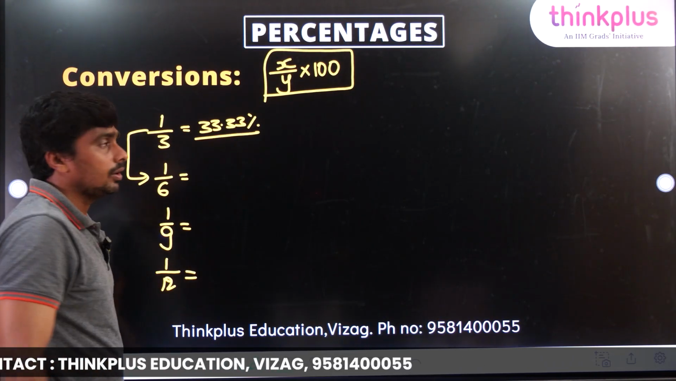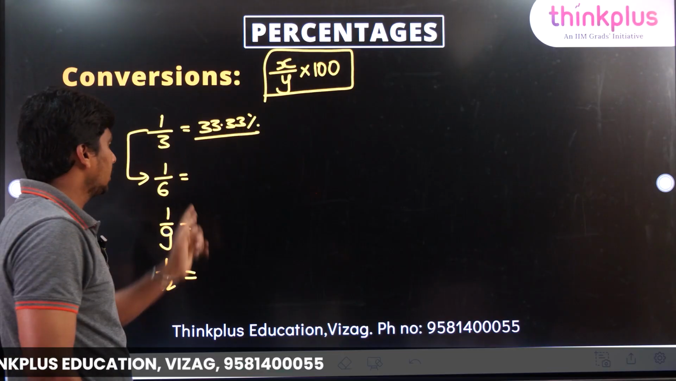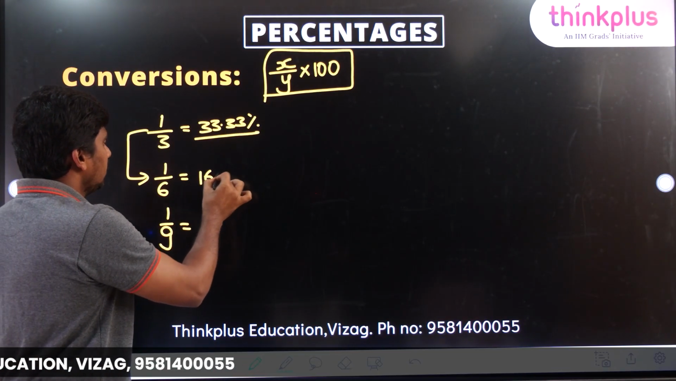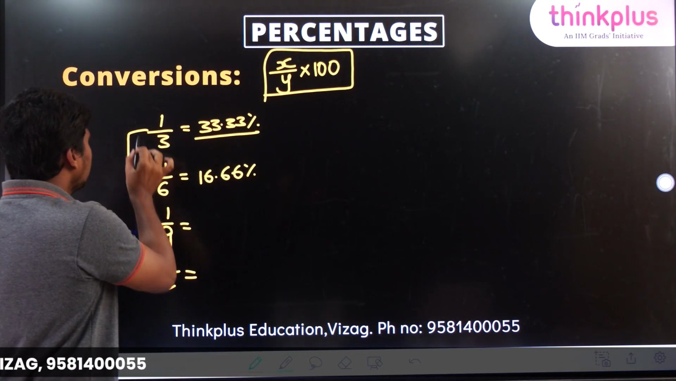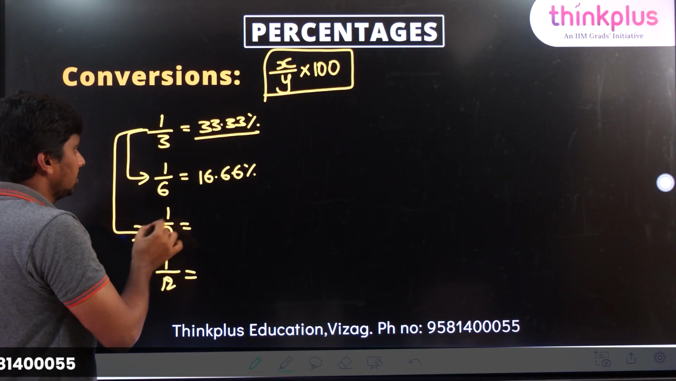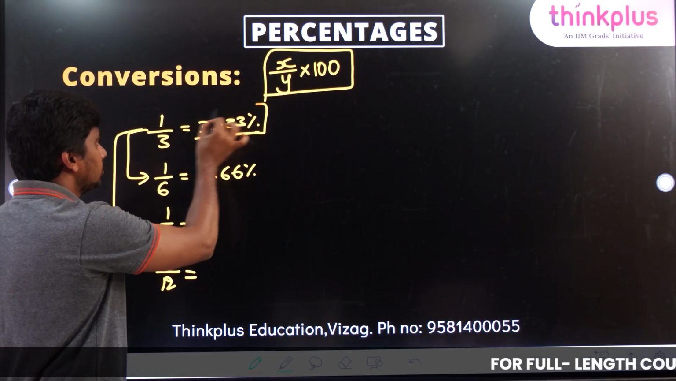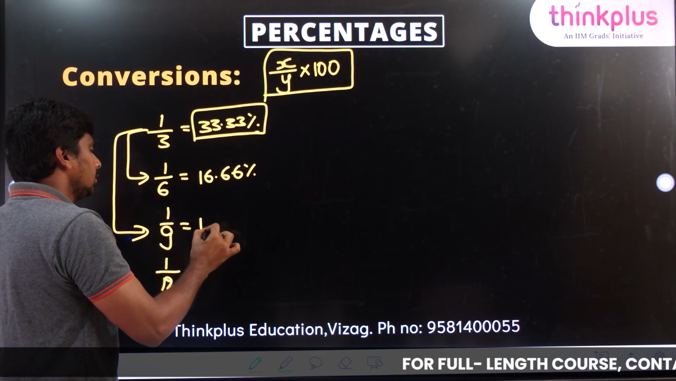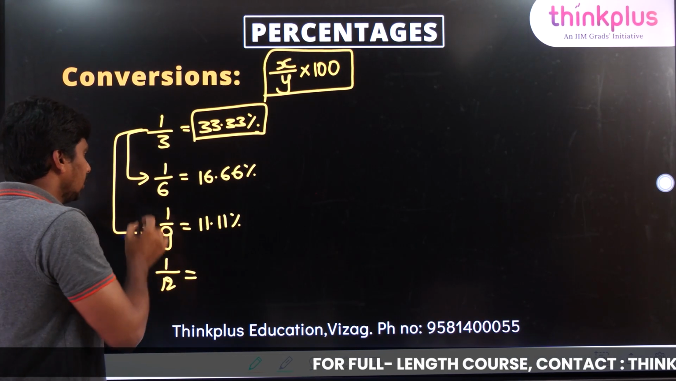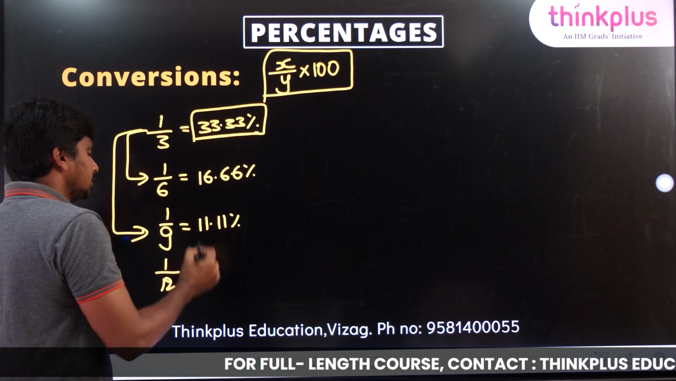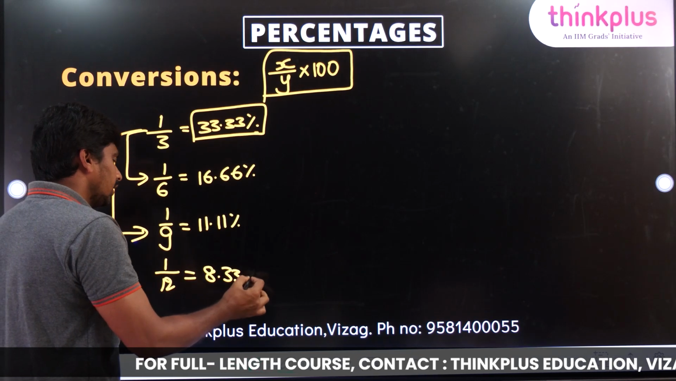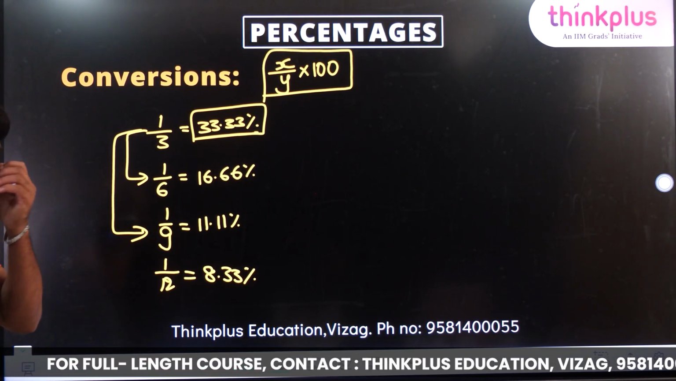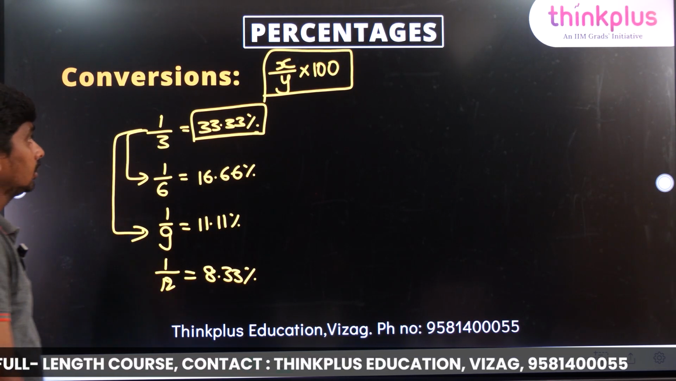1 by 6 is half of this number. I write half of this number. Otherwise, you can multiply by 100. So this is 16.66%. 1 by 9 is 1/3 of 1/3. So I should take 1/3 of this value. That is 11.11. 1 by 6 off is 1 by 12. Half of 16.66 is how much? 8.33%. Are you guys clear on this point?